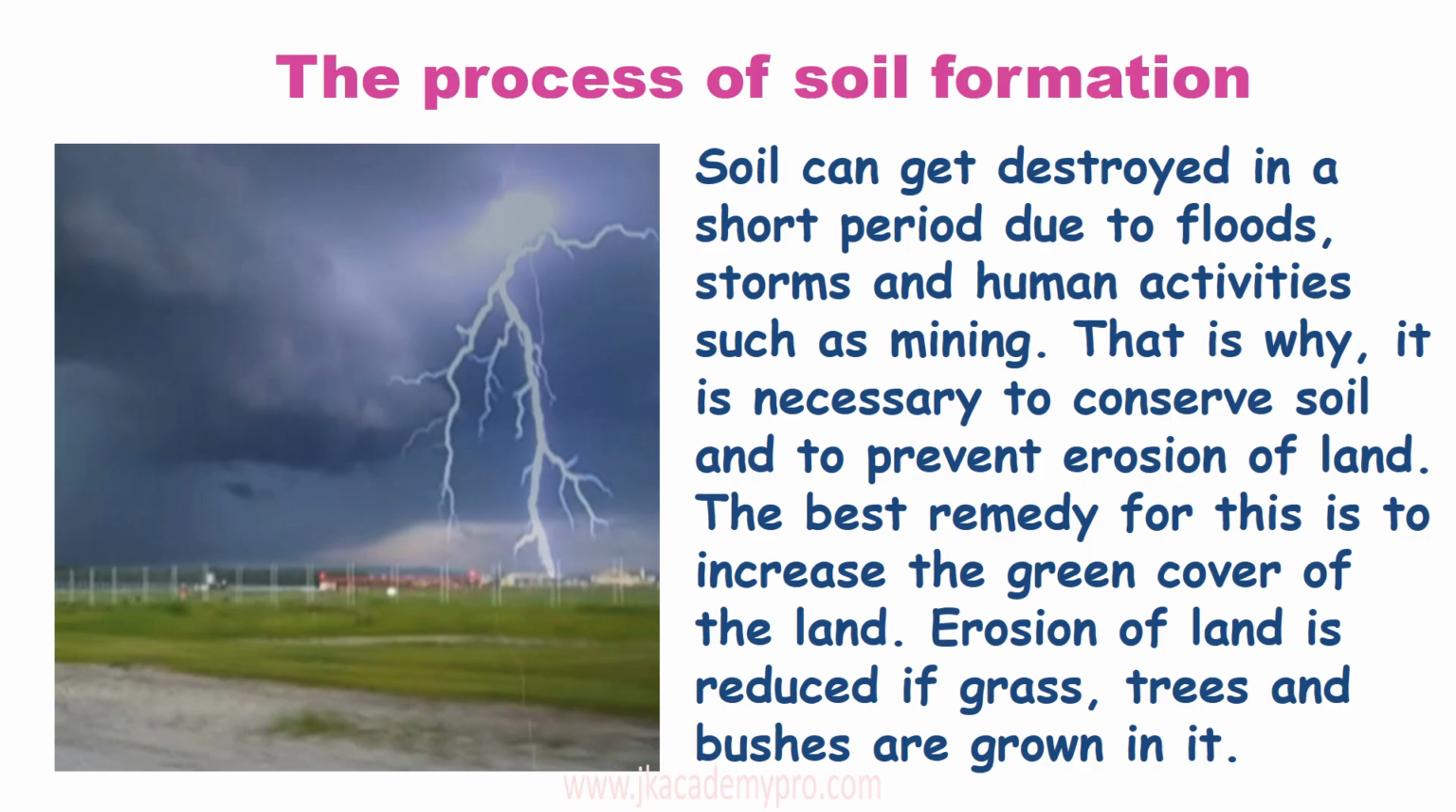So the best remedy or the best answer for this is to increase the green cover of the land. That means grow more trees, more grass. So erosion of land is reduced if grass, trees and bushes are grown on it. How? Because the grass, the trees, the bushes hold the soil together and do not let the soil get eroded or get washed away due to the floods or being blown away by the wind.